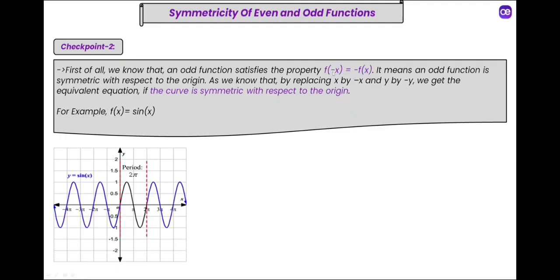If we replace x by minus x in a function, an odd function, we will get minus y, as we will get minus f of x. And on the other hand, we know that if we replace x by minus x and y by minus y, then we say that the curve of that graph is symmetric with respect to the origin, as an odd function satisfies the equation f of minus x equal to minus f of x.